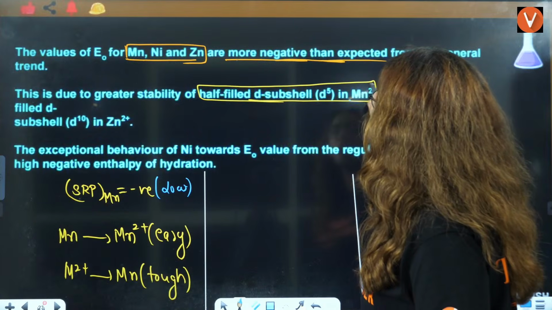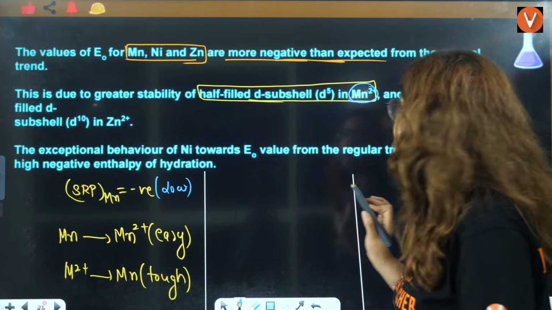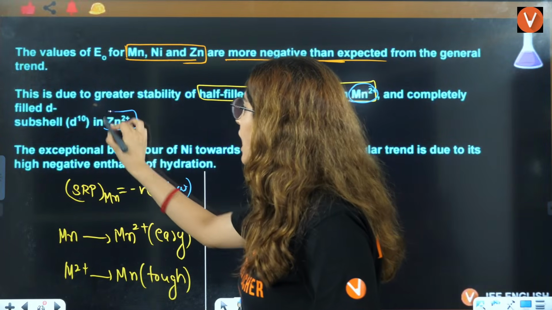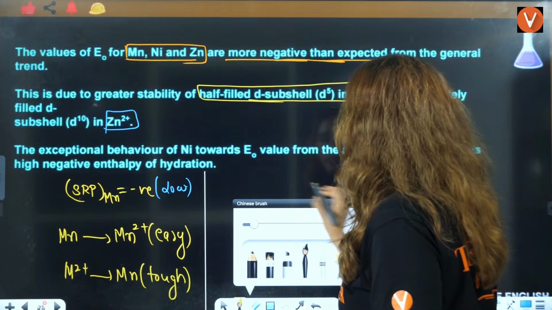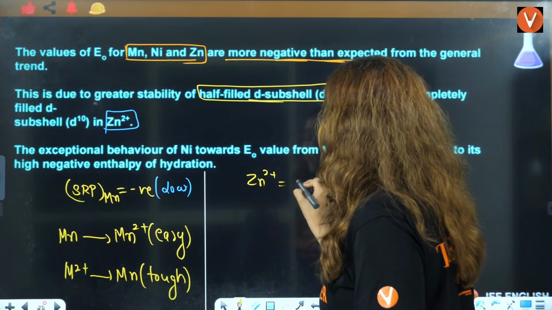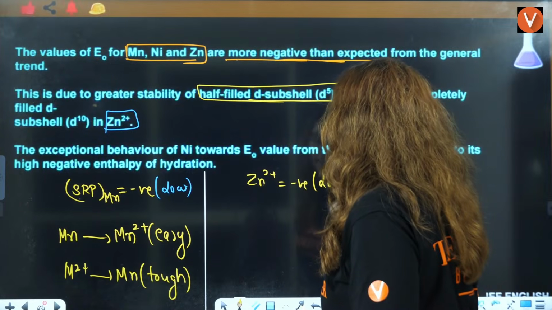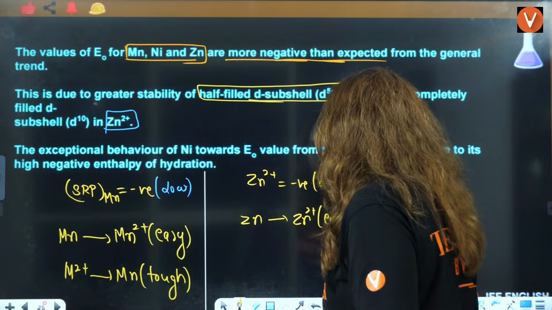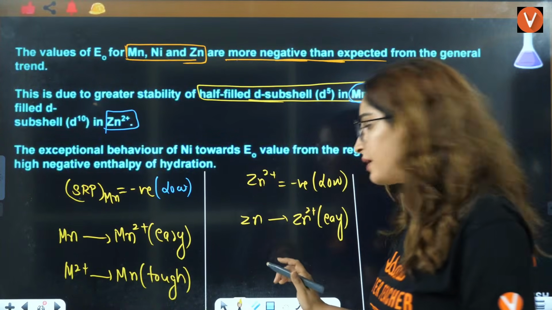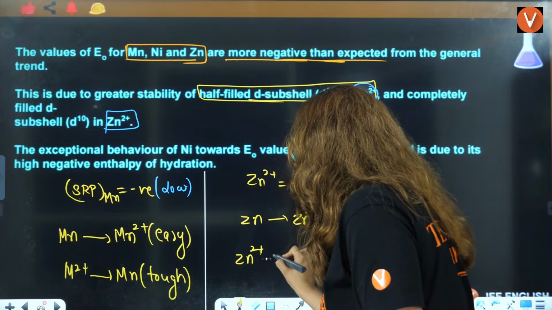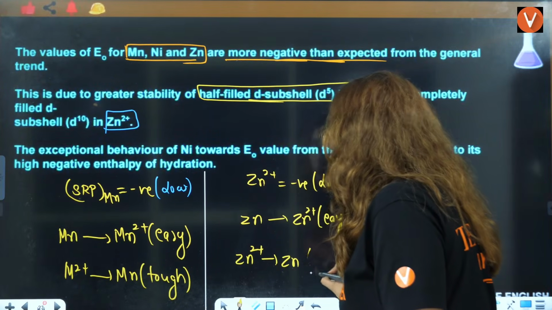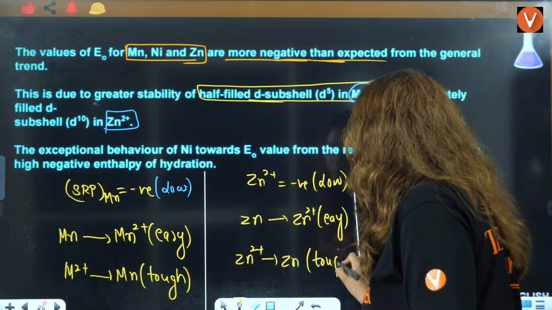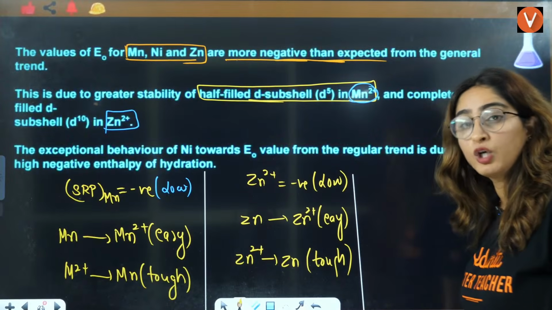Why? Because Mn2 positive is already in a very stable oxidation state, and completely filled D subshell for Zn2 positive. Now, why for Zn2 positive is this happening? For Zn2 positive, again it is very low, and that is the reason to convert Zn to Zn2 positive is very easy. To increase the oxidation number is very easy. But to decrease the oxidation number, that means to undergo reduction, it's very difficult. It's very tough because the reduction potential is very low, right?